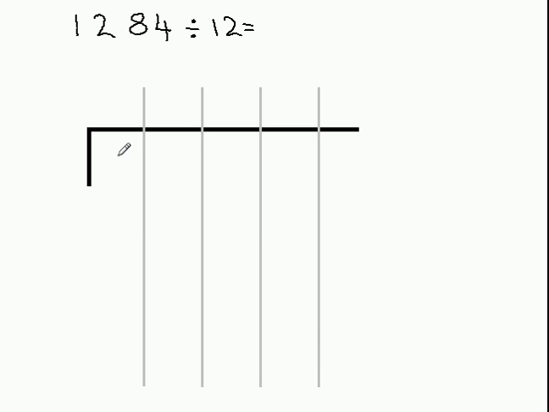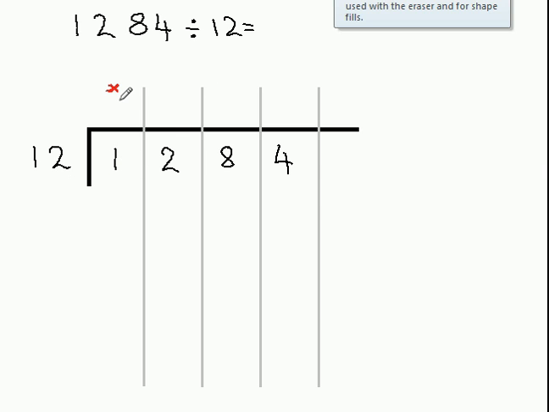1,284 divided by 12. So the 1, 2, 8, 4 goes in there, and the 12 goes out the front. Once again, I need to deal with this column by column. Now in this column here, I can't get any lots of 12 out of 1. So I'm simply going to put a 0 up the top here, and I'm going to leave that now and move on to the next column.